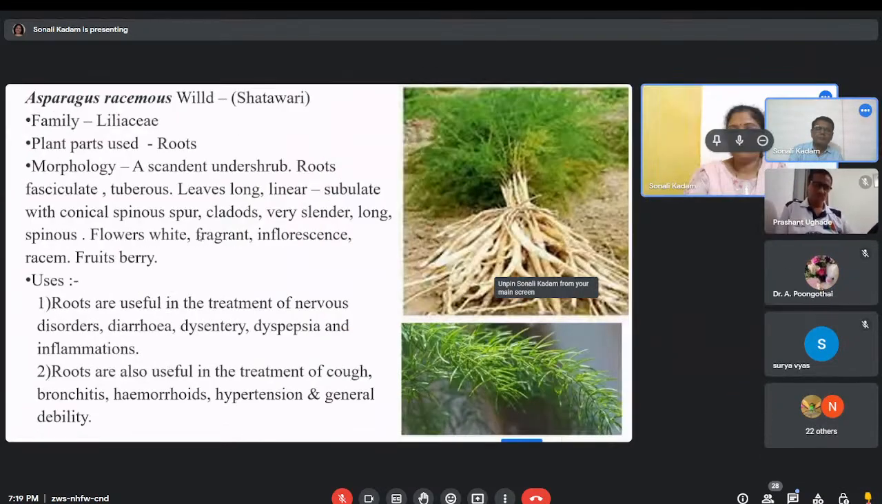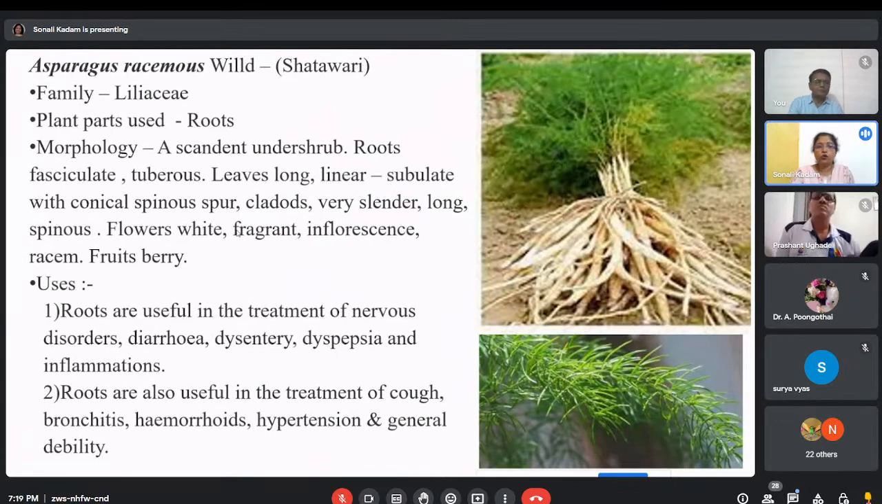Then Shatavari. Okay, you can just see the roots of the Shatavari. These roots are useful for nervous disorders, again diarrhea and inflammation. Okay, then cough, bronchitis, such types of disabilities. And the Shatavari is a good tonic for women.